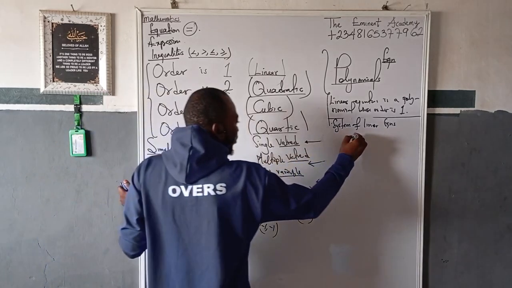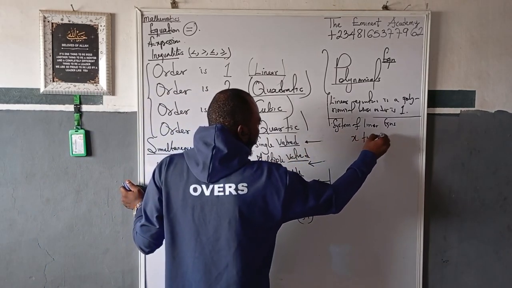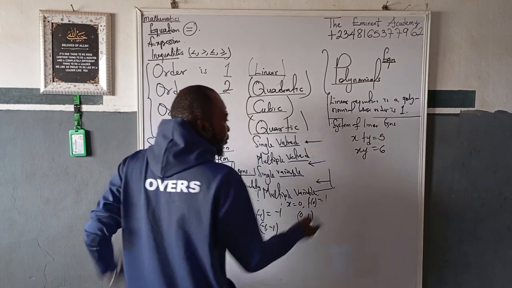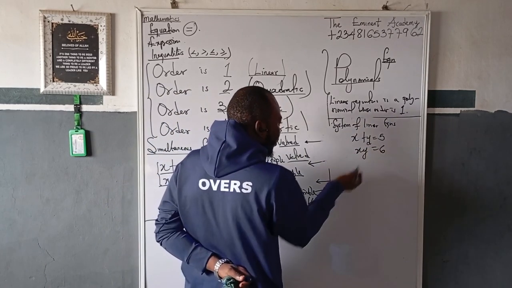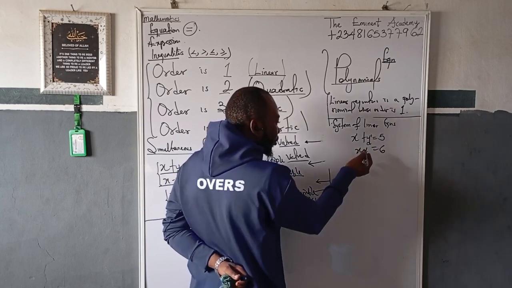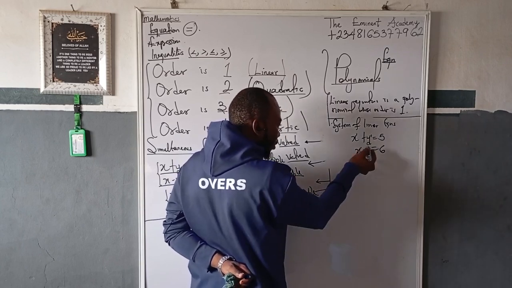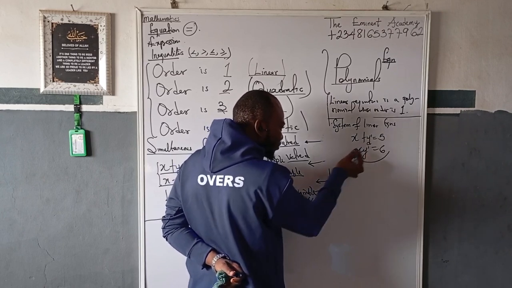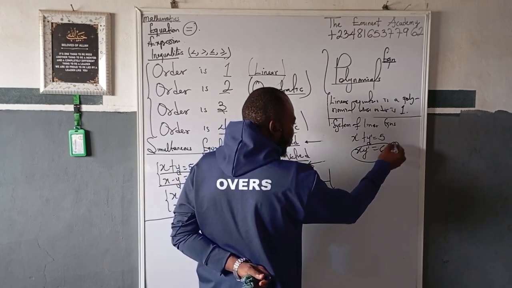But again, if one of them is non-linear, probably quadratic, for example, if we have x plus y equals 5, and we have xy equals 6. So here, the power is 1. The power here is 1 as well. But there's a product of two variables here, so it makes this part of the equation quadratic.